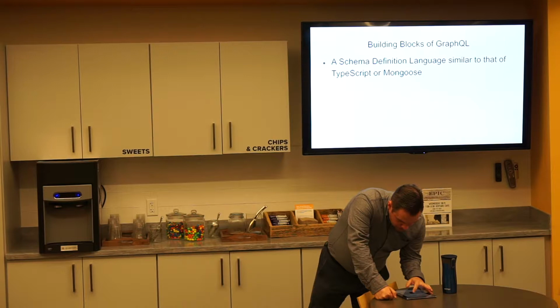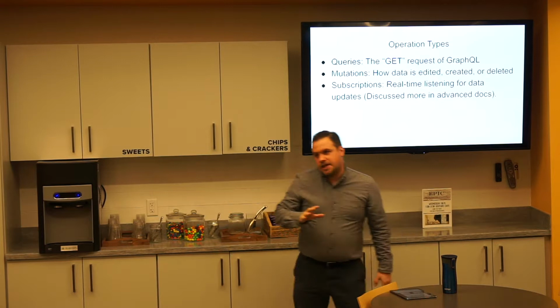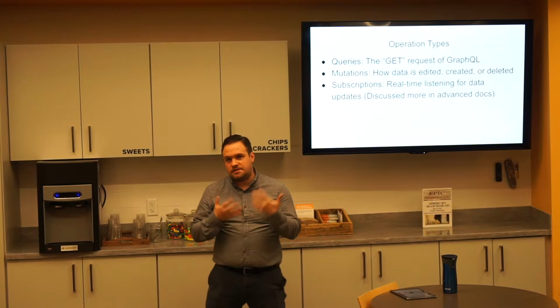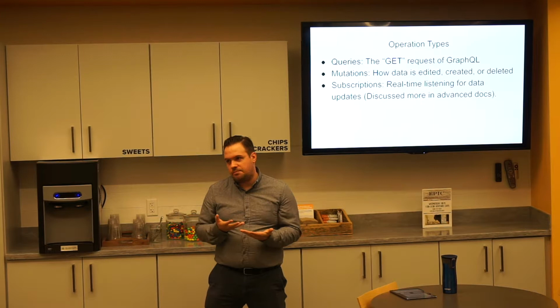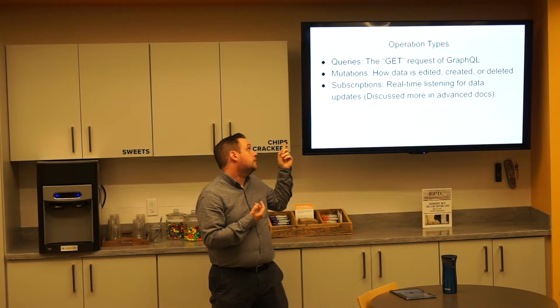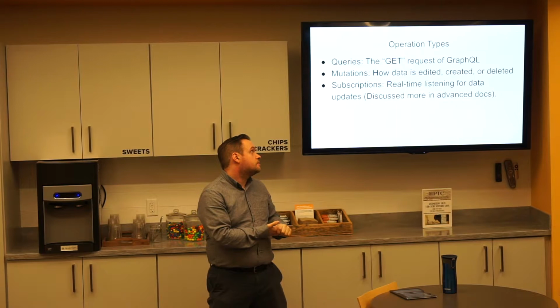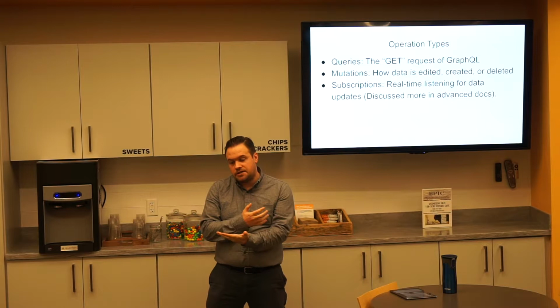There are three major operation types that you need to think about in GraphQL. There's a query, which is basically the GET request. This is when you're just asking for data. When you need to change, update, or delete a resource, like the CUD of CRUD, that's taken care of by mutations. The final major operation type, which is another clear child of the modern web, is subscriptions, which is real-time listening for data and changing things in the database according to that.